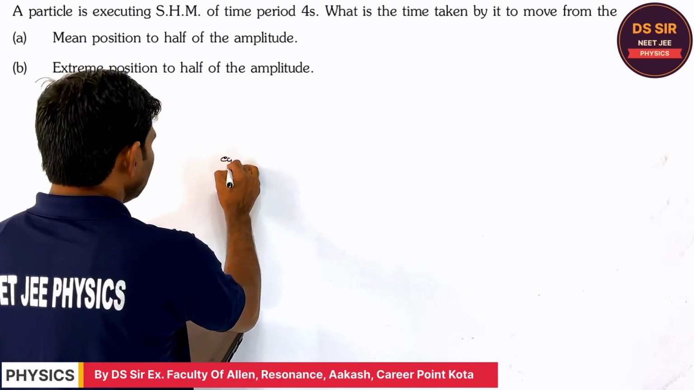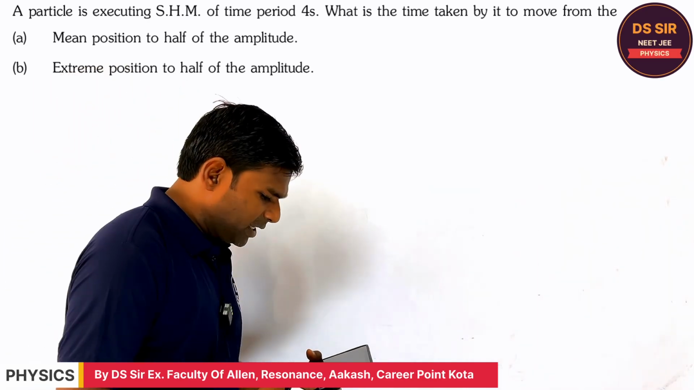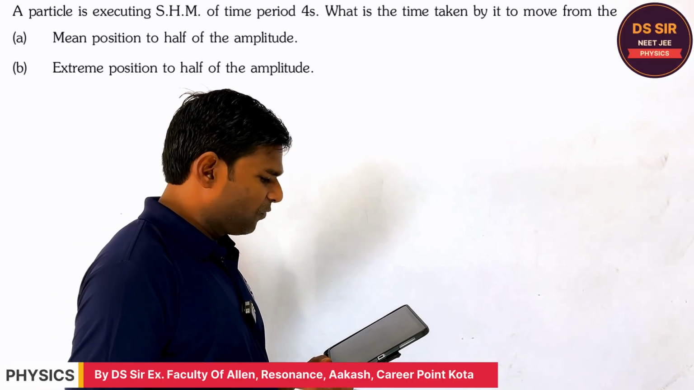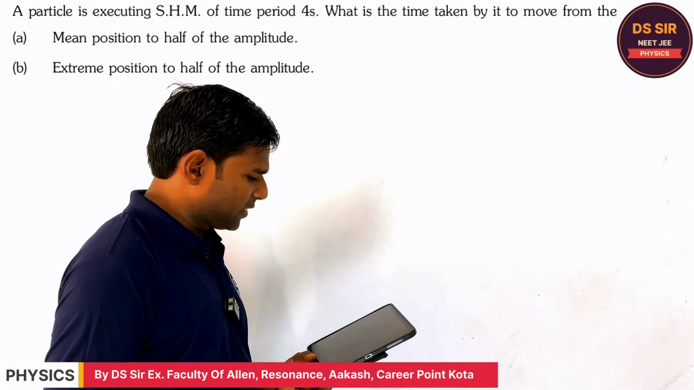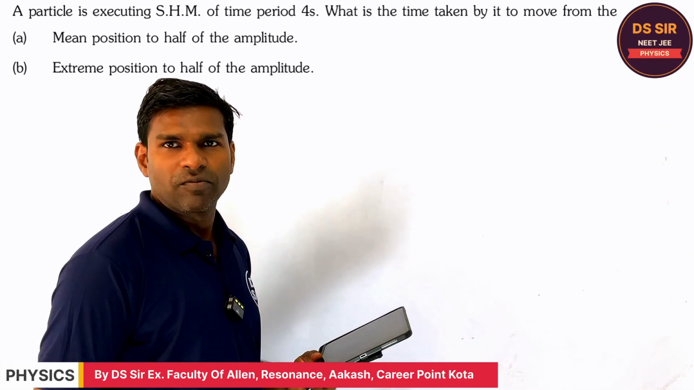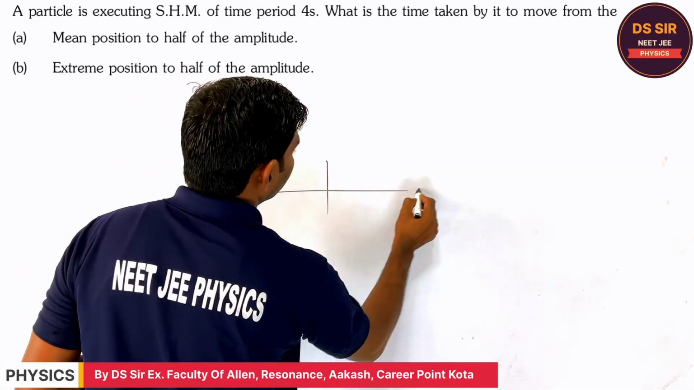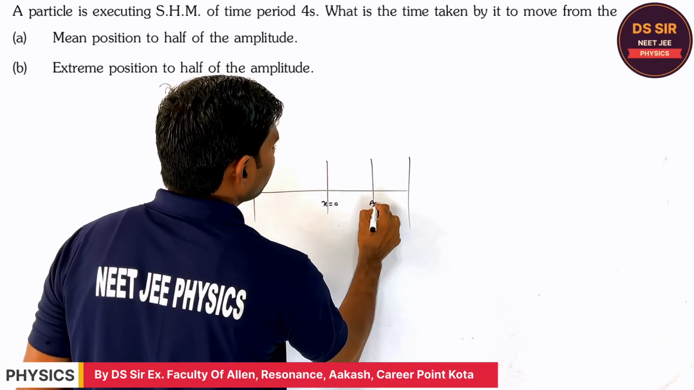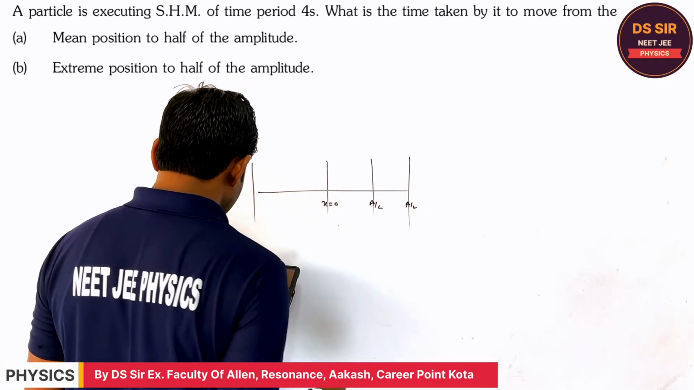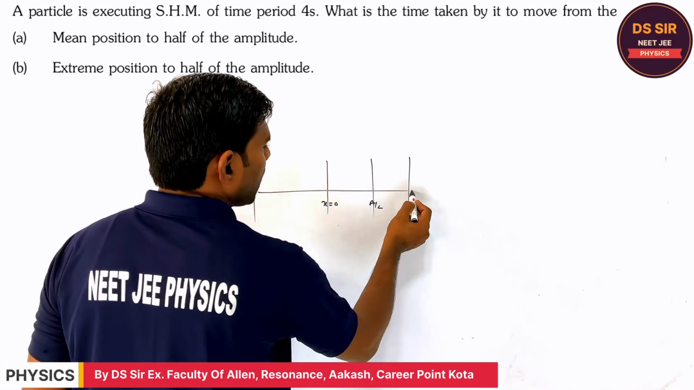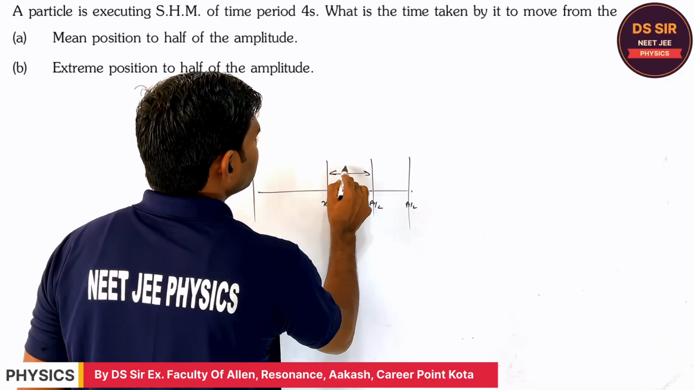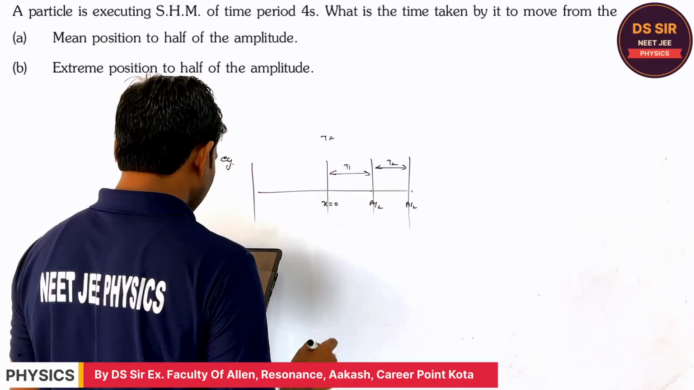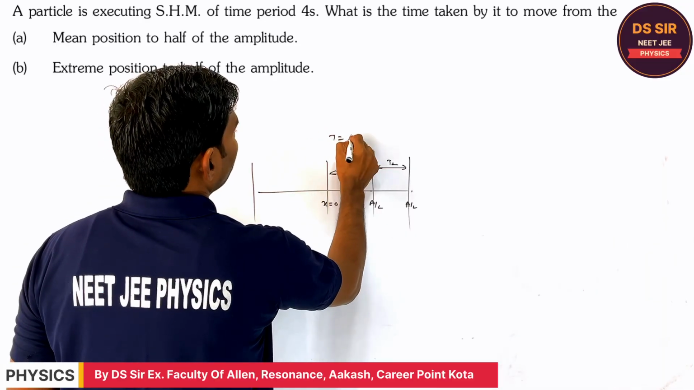In the next question, a particle executing SHM has time period 4 seconds. What is the time taken by it to move from mean position to half of the amplitude, and from extreme position to half of the amplitude? This thing we have done many times in the theory. From mean position to half of the amplitude is the first case, and extreme position to half of the amplitude is the second case. This time is T1 and this time is T2. In this case the capital T is given as 4 seconds.